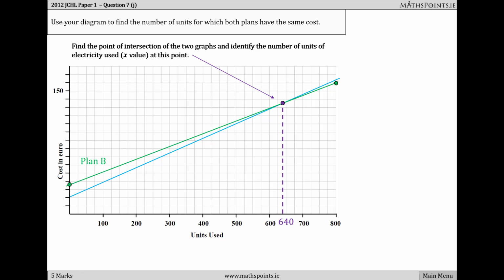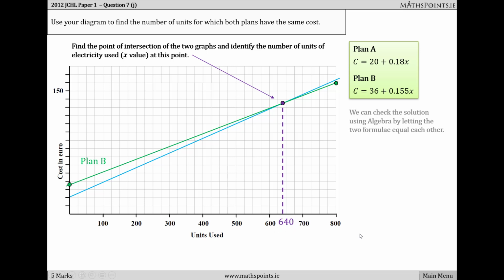We could check this answer algebraically by letting the two functions for the cost equal each other. It's not necessary to do this in the question, as it does say use your diagram, but it will help us get an exact value for what this unit should be. So we let 20 plus 0.18x, the cost for Plan A, equal 36 plus 0.155x, the cost for Plan B, and try to solve for the value of x that satisfies this equation.